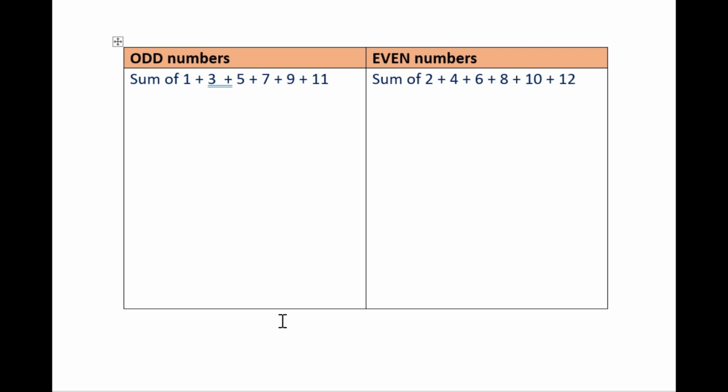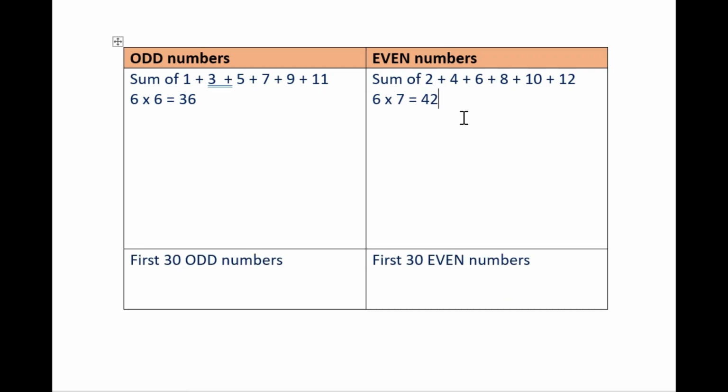Now let's look at this example of odd numbers. We are adding the odd numbers 1, 2, 3, 4, 5, 6. So if you give it a try, the answer would be 6 into 6, which is 36. For even numbers, these are 6 even numbers. The answer would be 6 into 7, which is equal to 42.